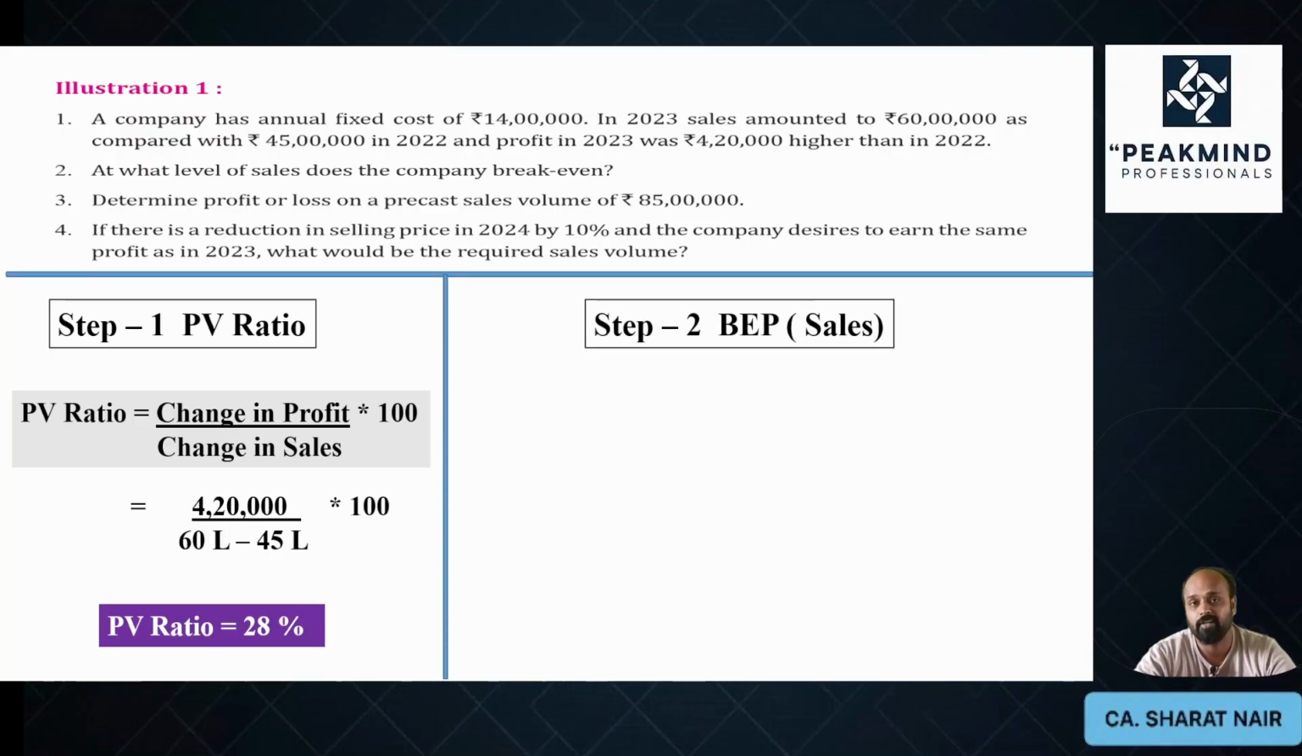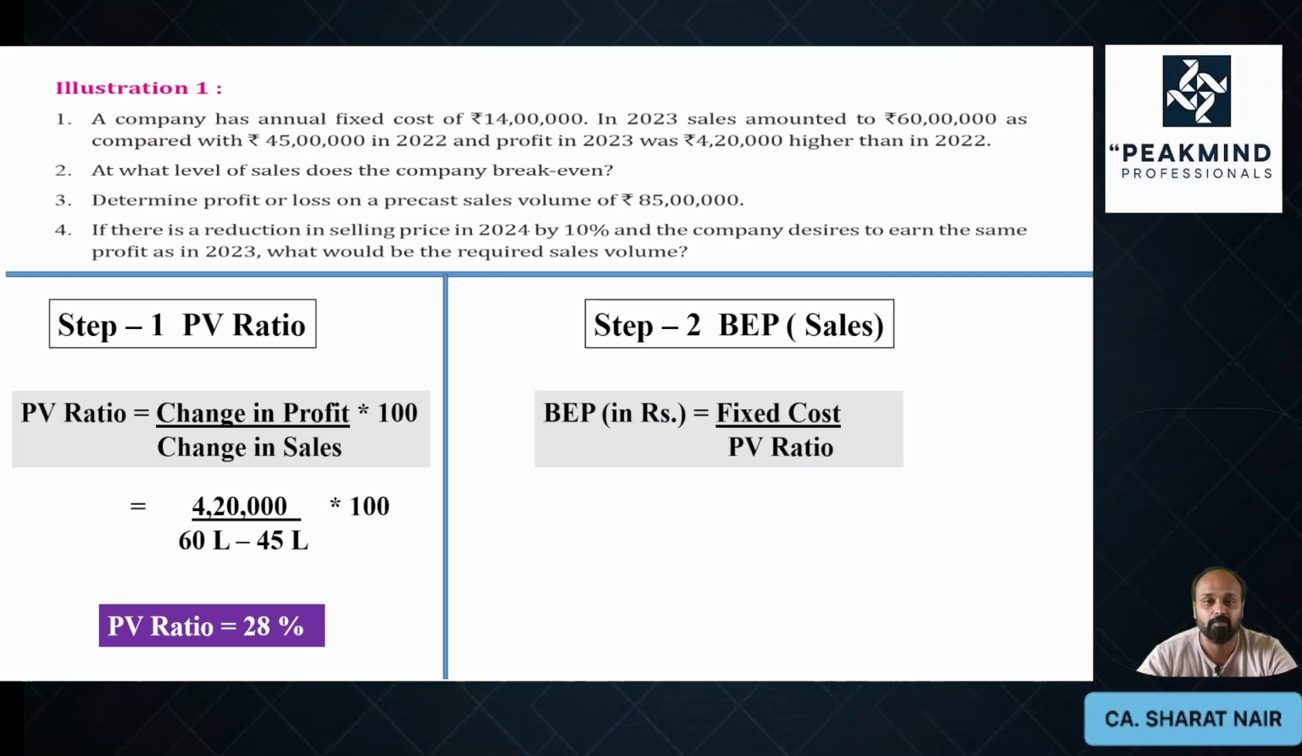Continuing further, from that I can find out the break-even sales. Now what is the formula for break-even sales? It is fixed cost divided by PV ratio if I want to find it in value. However, there is another formula for break-even point, which is fixed cost by contribution per unit, to find the break-even point in units. However, since I don't have information to calculate contribution per unit, straight away we are going to apply the break-even sales value formula.